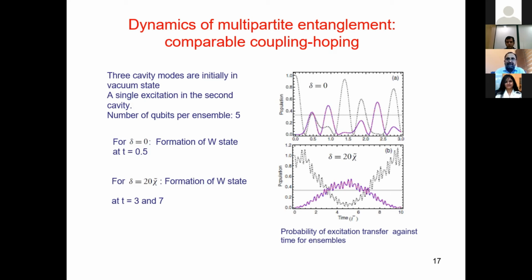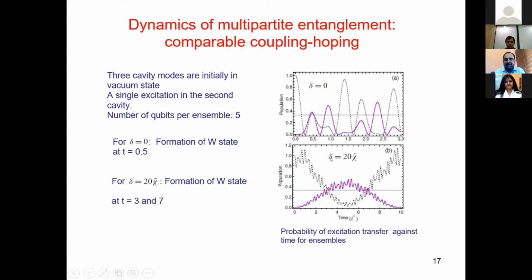W state is generated at t is equal to 0.5. Notice at t is equal to 0, all three are overlapping. Here we are plotting the excitation transfer for ensembles, right? From the middle ensemble, excitation is going to the right and the left, and W state is formed at t is equal to 0.5. Now see what is the effect of detuning. When we introduce detuning, which is in this case 20 chi, we still obtain W state, but it is at two different times.